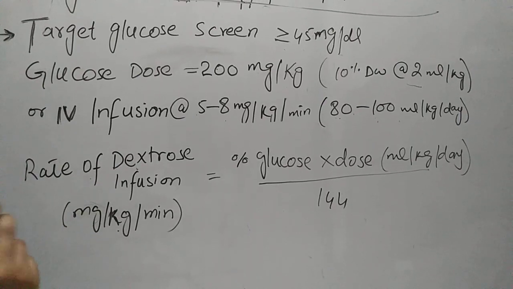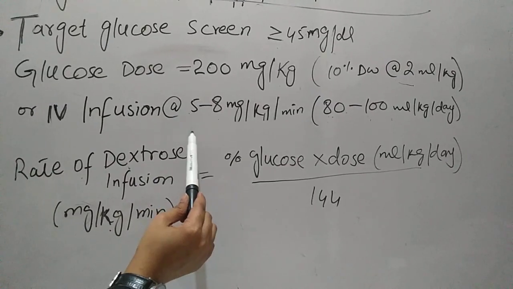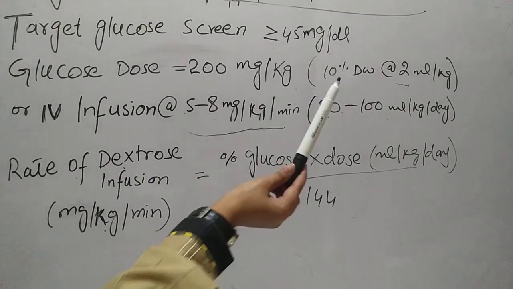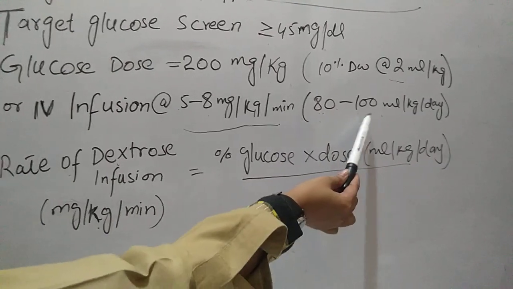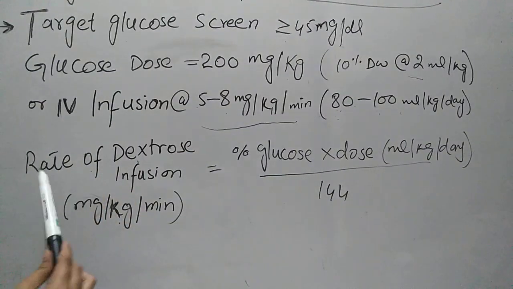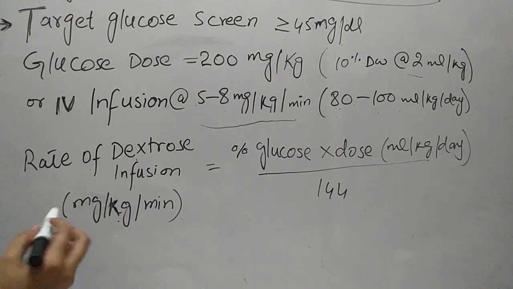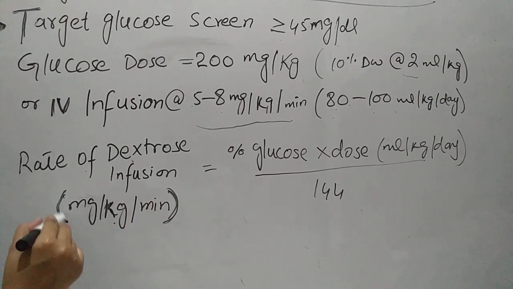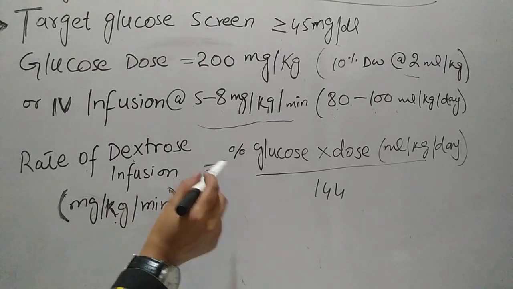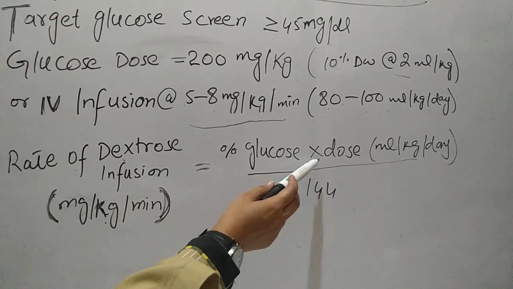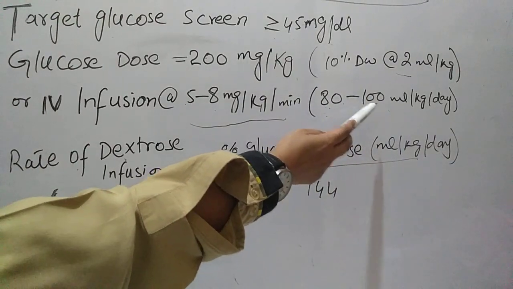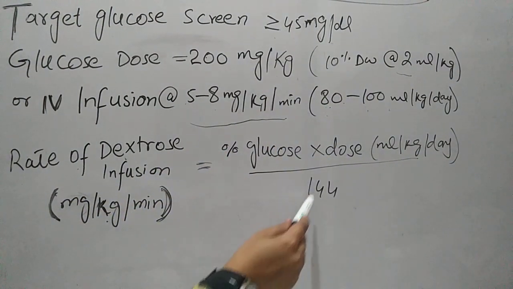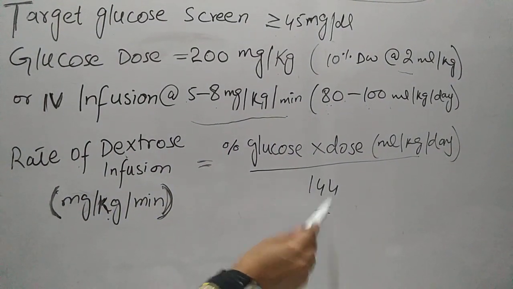Our IV infusion rate should be 5 to 8 mg per kg per minute at the dose of 80 to 100 ml per kg per day. The rate of dextrose infusion in mg per kg per minute should be calculated with this formula: percentage of glucose multiplied by dose in ml per kg per day, divided by 144.